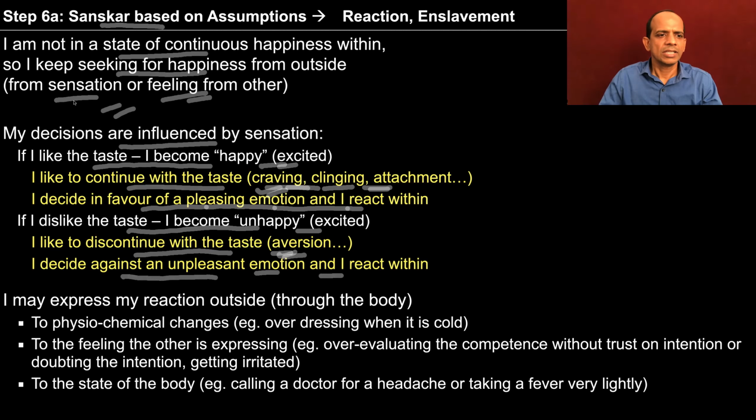So you'll see that if you are not in a state of continuous happiness, then you are going to seek happiness from outside. And whenever you seek happiness from outside, it is either through some sensation from the body or feeling from the other. And here again, when you try to receive the feeling from the other, it is through sensation only. So if you like the taste, you keep on craving for that taste. If you dislike it, then you have an aversion for that taste. So for example, you feel that you are unhappy within and music may relax you, isn't it? And then you have a craving for that music.